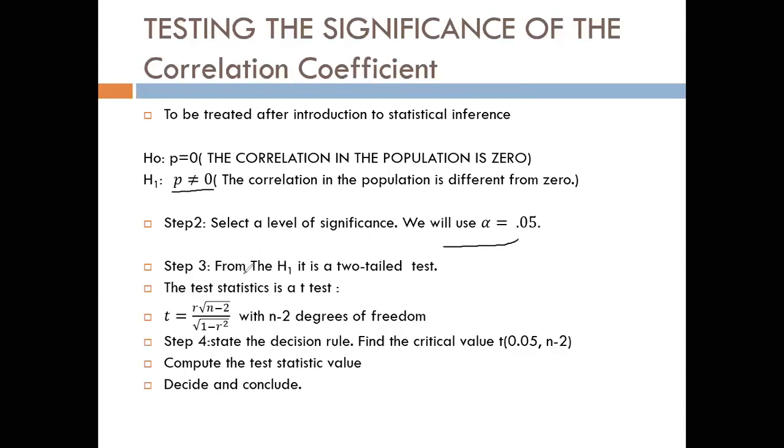Then step 2, you select your significance level, which we already are aware of. Step 3, you select your test statistic. Here, our test statistic is going to be the student t statistic, given by R, the correlation coefficient, times the square root of n minus 2 over the square root of 1 minus R squared, where n minus 2 is the degrees of freedom.